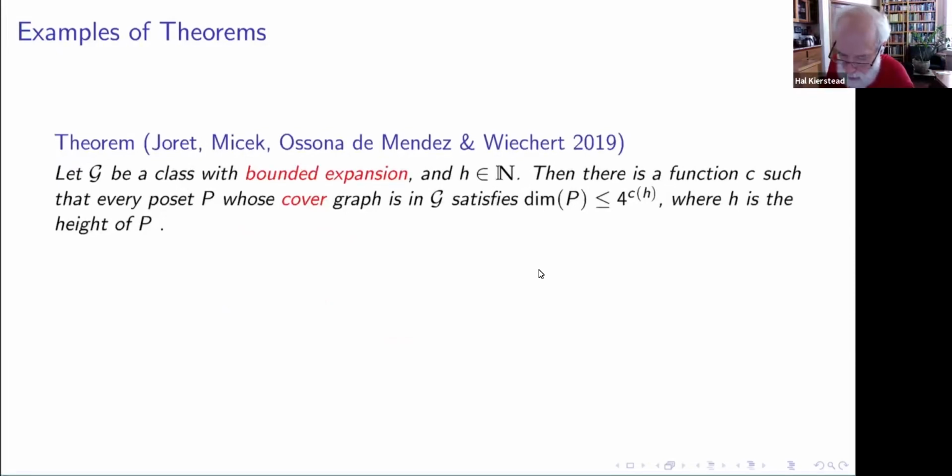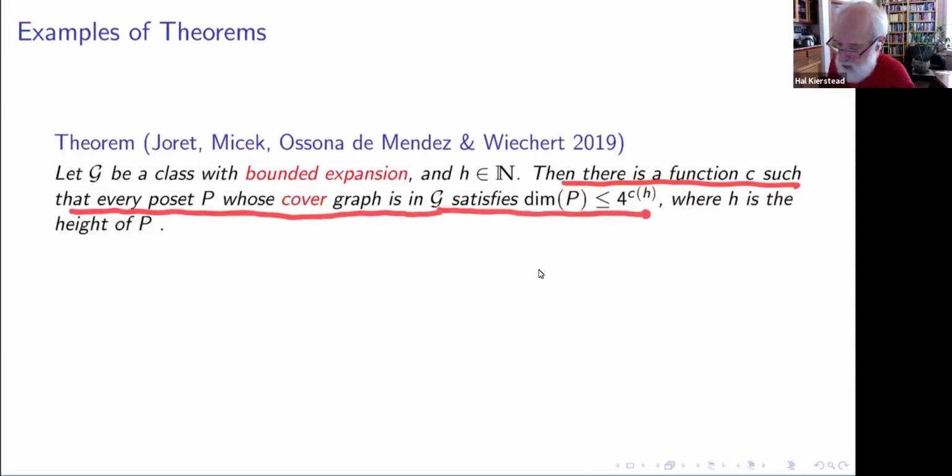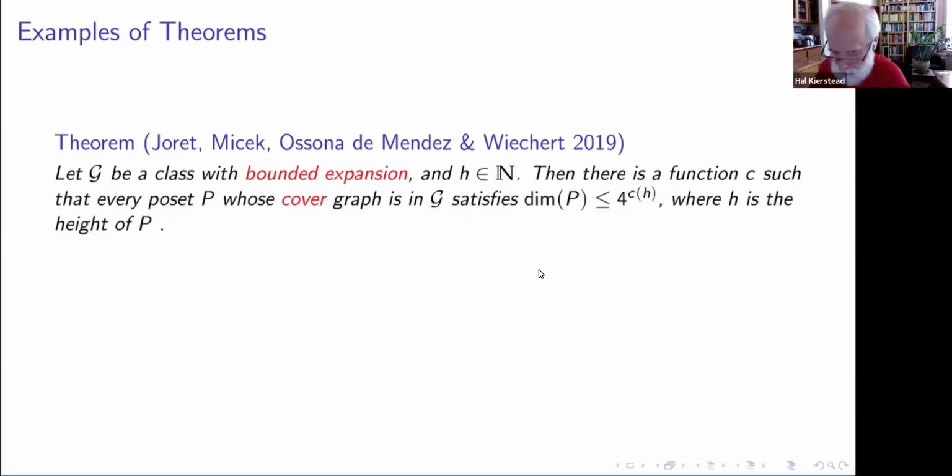So here's a theorem. Let G be a class with bounded expansion, h a positive integer. Then there's a function c such that every poset whose cover graph is in the class satisfies that the dimension of the poset is less than or equal to 4 to the c of the height. Okay, I'm not defining any of these notions, but if you know about posets, this makes some kind of sense to you.